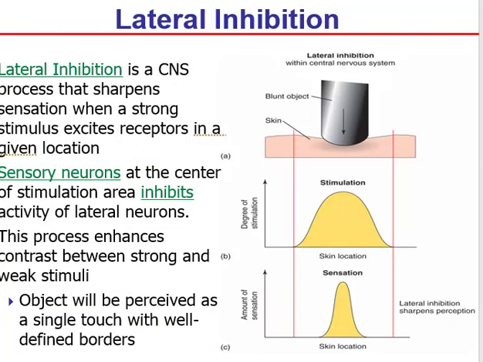In this example, we are using a blunt or rounded object to apply direct pressure to the skin. Lateral inhibition is a central nervous system process that sharpens sensation when a strong stimulus excites receptors from an exact location. Sensory neurons at the center of the stimulation area will inhibit the activity of lateral neurons by sending IPSPs, which are inhibitory. This process enhances contrast between strong and weak stimuli. In this case, the outer edges of a rounded object deform the mechanoreceptors less than the center of the object.